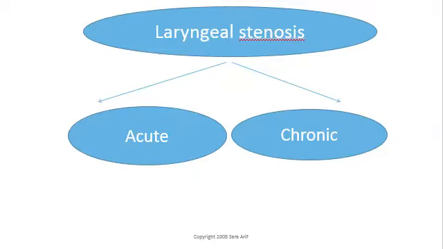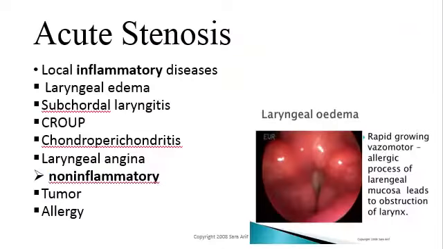We divide stenosis into acute and chronic. The local inflammatory diseases include laryngeal edema, subcortical laryngitis, chondroperichondritis, and laryngeal angina. Tumor and allergy are of non-inflammatory origin.